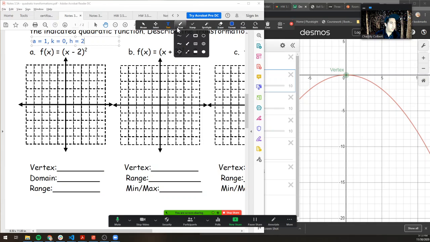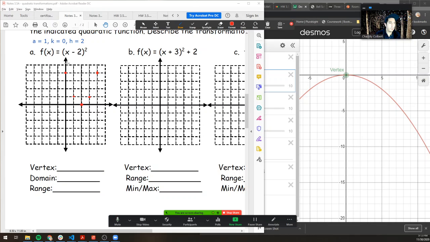So if you're going to graph this, your vertex would be at (2, 0). So shift over 2, don't go up or down. And then it looks just like the parent function. You have a point there, go from the vertex over 1, up 1, from the vertex over 2, up 4. Same thing here. And there's your graph.